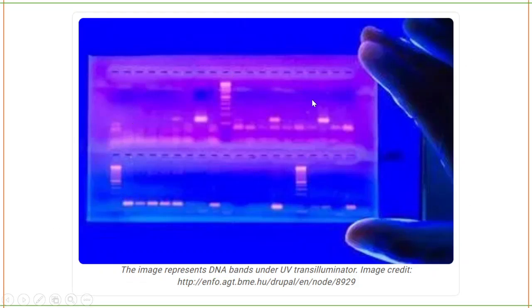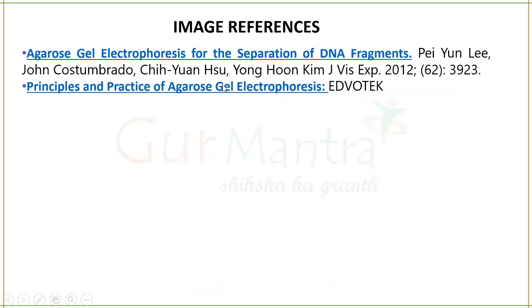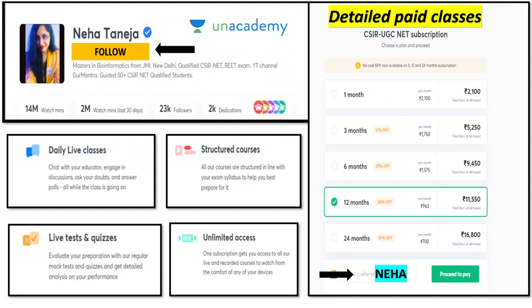So this is the image when you see it in a UV trans illuminator. You can see orange color image of the bands. That is due to your ethidium bromide, and the intensity will tell you about the amount of DNA present. So these are the image references. These are the sites where I took the images from to show you for better understanding. Okay. So that is all, guys, about agarose gel electrophoresis.